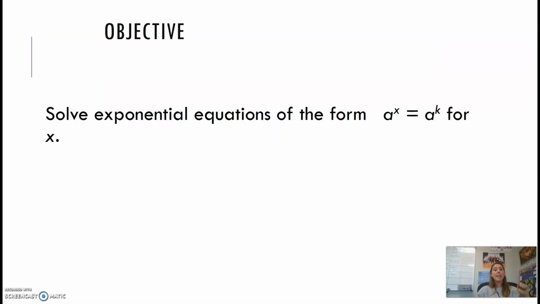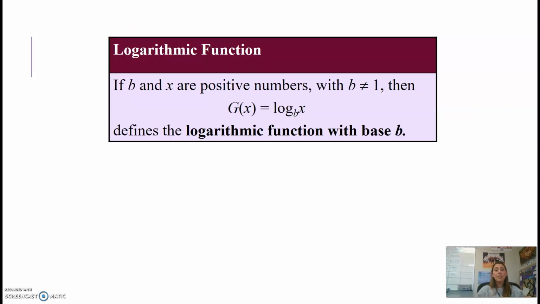I'm sorry. That's the objective that we just did. We worked our way backwards. So now we're going to define a logarithmic function. If b and x are positive numbers with b not equaling 1, then g of x is equal to log base b of x defines the logarithm function with a base of b.